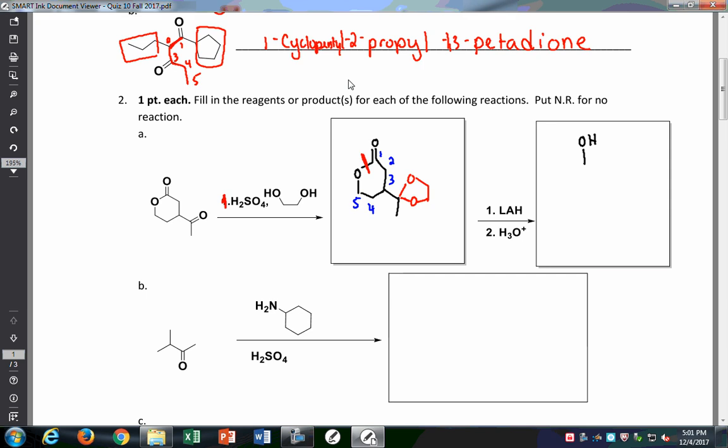So that forms this. And you don't need to put this, but I'm putting it just for clarity. The LAH means we had 2 additions of that hydride, so I'm drawing those 2 additions there. You don't have to put those 2 hydrogens. I'm just drawing it for clarity when you're looking at it. And then that other group is on carbon 3.